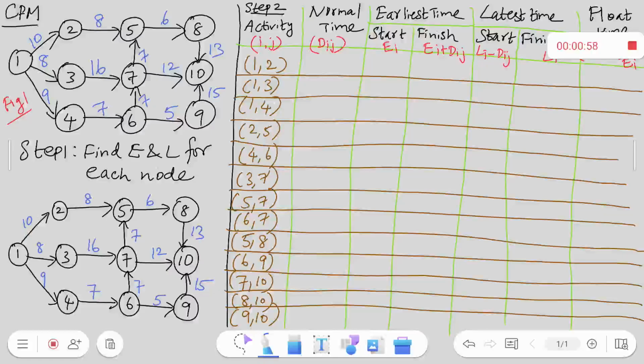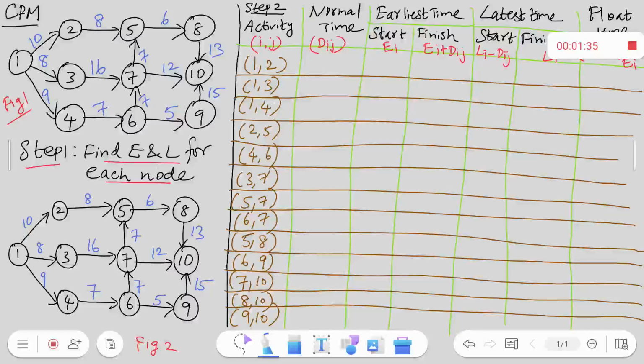So, when we are asked to find out the critical path for this particular network, step 1 is to find the earliest start time and latest finish time for each node. That is the first step. Towards the first step, we are trying to redraw the circuit. This is my figure 2. In figure 2, I have redrawn the same circuit.